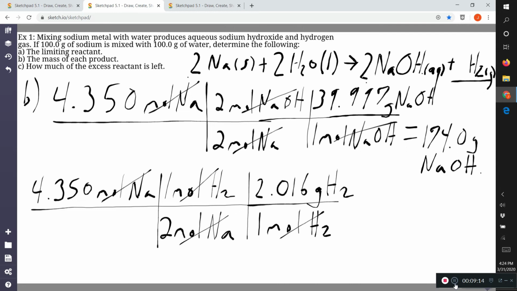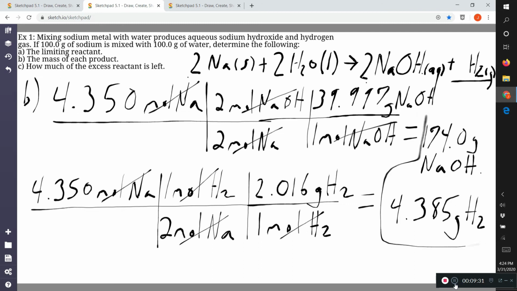We do that calculation, we get 4.385 grams of H2. So now I know if I mix these two together, I'll get 174.0 grams of sodium hydroxide and 4.385 grams of hydrogen gas. The next question comes in is part C, how much of the excess reactant is left? So I'm going to clear this.